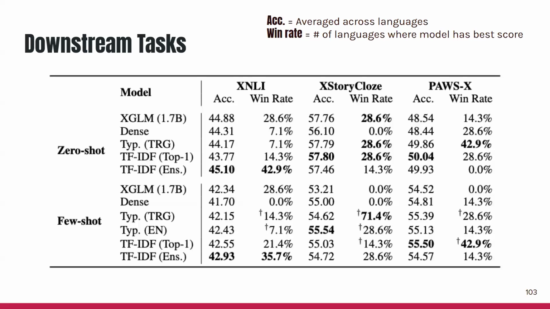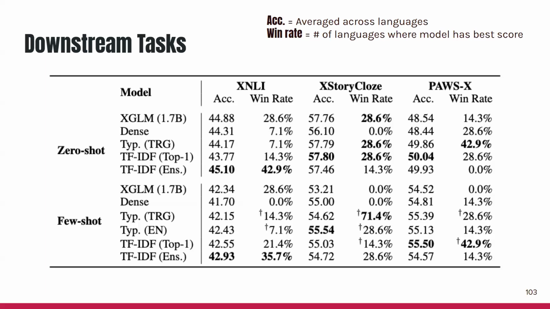And then we also look at downstream tasks to see if these perplexity improvements correspond to in-context learning improvements. And so we're looking at 2 metrics here. Accuracy is the average accuracy of the model on that task across all the evaluation languages. And then win rate is the number of languages that that model performs the best on for a given task.